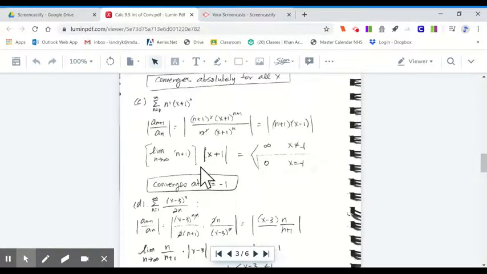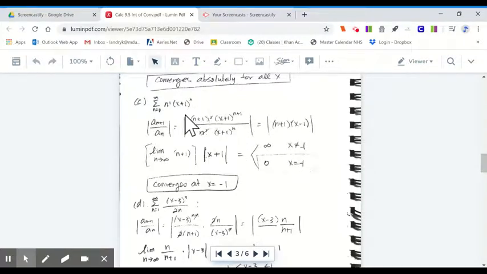Okay, here's the next example, part C. This is a series n times (x plus 1) to the n. If you apply the ratio test, the ratio as n goes to infinity goes to (n plus 1) times the absolute value of x plus 1. And the limit as n goes to infinity of n plus 1 goes to infinity. So there is no limit except at one point where x is equal to negative 1. x plus 1 is 0, so the limit equals 0.